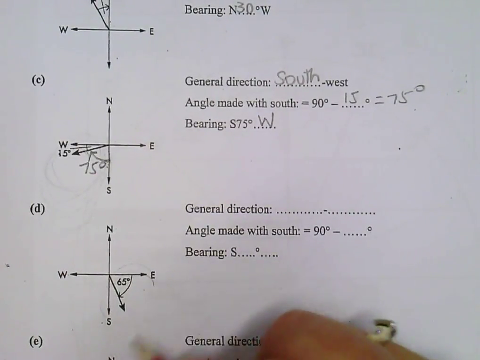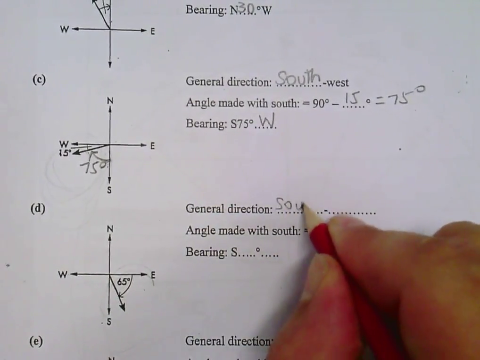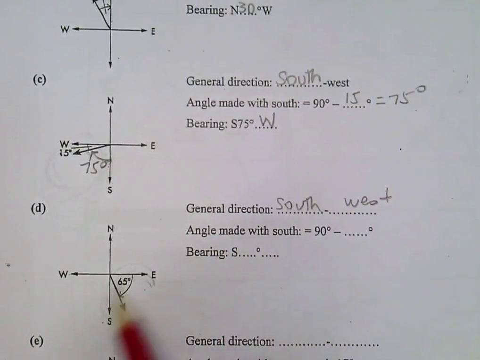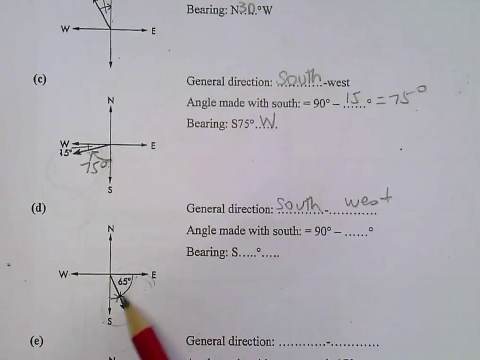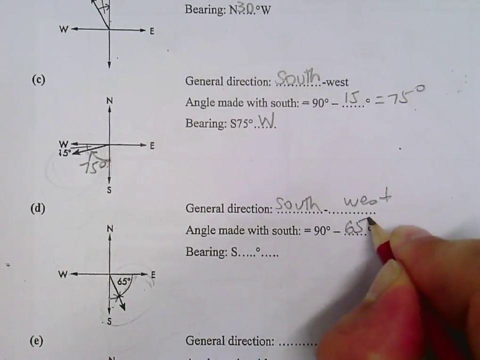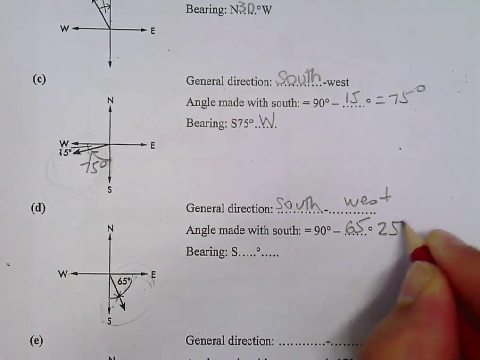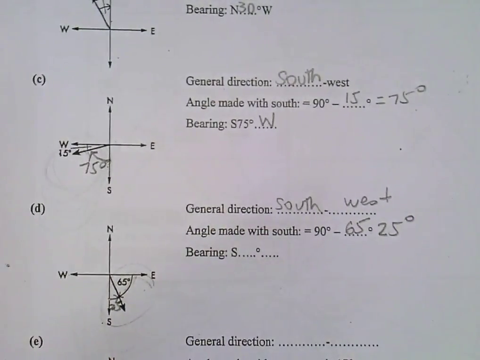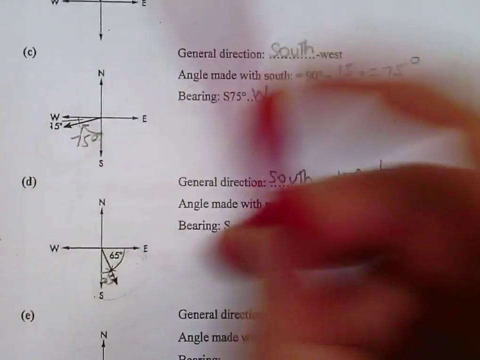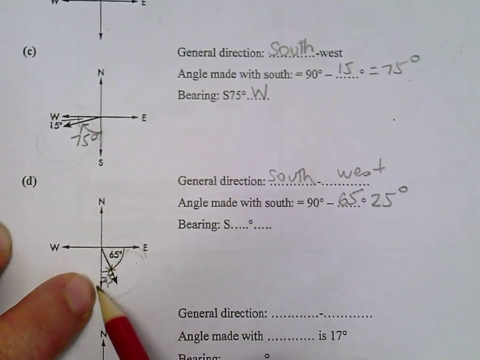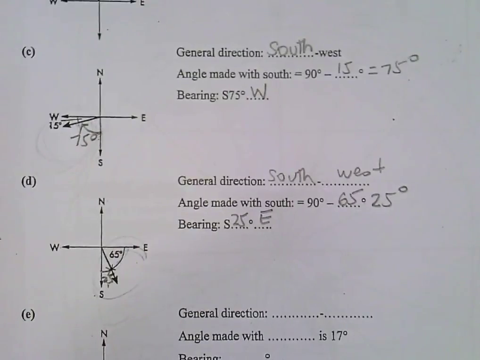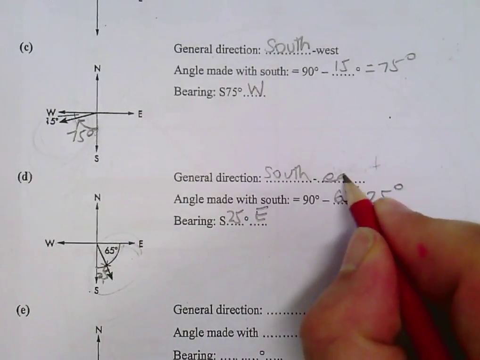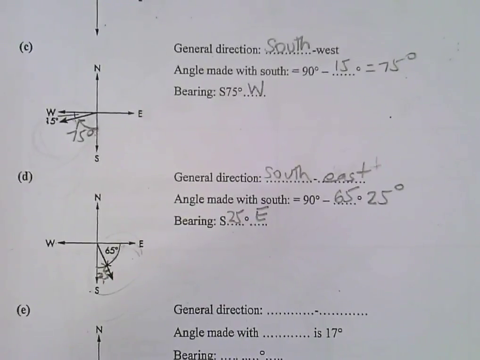Okay, the general direction, you should get a general idea that this is a southeast type thing. But I need to know the angle made with south, not the angle made with east. So if the angle there is 65, this remaining angle is 90, take away 65, which is 25 degrees. So the little angle in there is 25. So therefore, the bearing is south 25 degrees towards east. Sorry, little mistake, general direction southeast. All right, sorry about that.